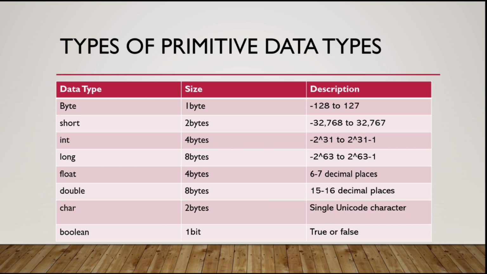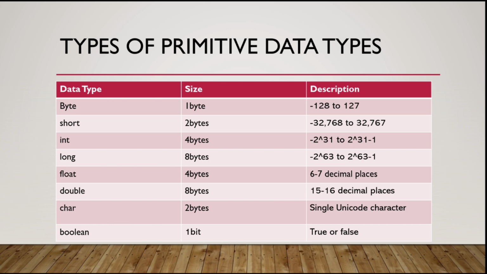Data type, size, description. Byte: 1 byte, -128 to 127. Short: 2 bytes, -32,768 to 32,767. Int: 4 bytes, -2^31 to 2^31 - 1. Long: 8 bytes, -2^63 to 2^63 - 1.